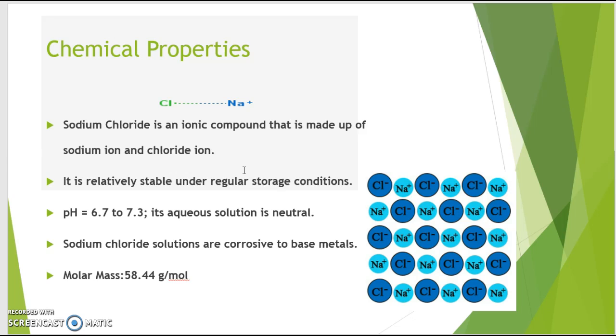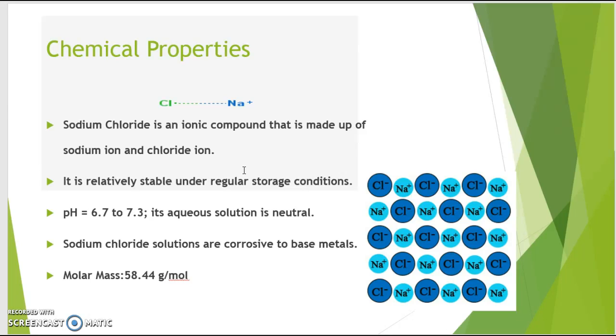Some of the chemical properties of sodium chloride are that it is an ionic compound made up of sodium ion and chloride ion. It is relatively stable under regular storage conditions, and its pH is from 6.7 to 7.3. Its aqueous solution is neutral. However, sodium chloride solutions are corrosive to base metals.